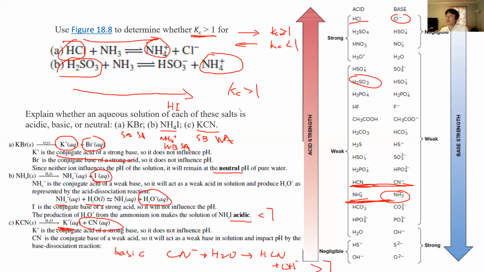The last case is when you have a cation and anion that are conjugates of both a weak acid and a weak base. For example, let's pick ammonium cyanide. They're both from a weak acid and a weak base. In this case, we have to compare their relative Ka and Kb values. Whichever dominates will show the corresponding property. If Ka dominates, it's going to be acidic. If Kb dominates, it's going to be basic.